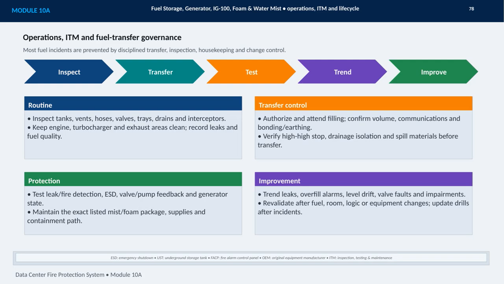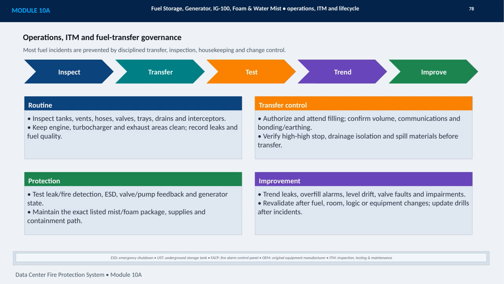The central message is simple: disciplined transfer, inspection, housekeeping, and change control prevent most fuel incidents. Routine work starts with inspecting tanks, vents, hoses, valves, trays, drains, and interceptors. Engine, turbocharger, and exhaust areas should remain clean, with leaks and fuel quality recorded.